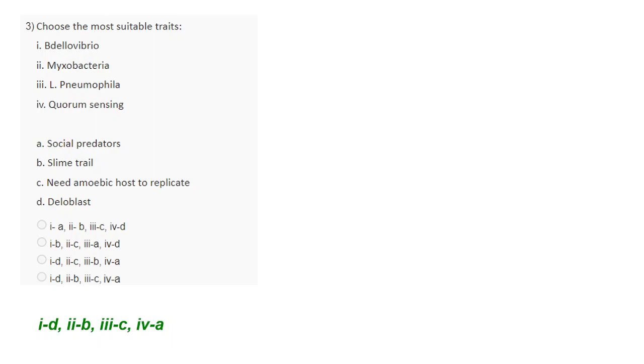quorum sensing, which is basically social predator. So Myxobacteria is also kind of social predator. So Myxobacteria can be matched to social predator, but then Myxobacteria has a slime trail also, and slime trail must be matched with Myxobacteria because quorum sensing can't be matched to slime trail. Quorum sensing is also a type of social predator thing. So that's how this is the most relevant pair. The fourth option is the most relevant, and I'll tell why.